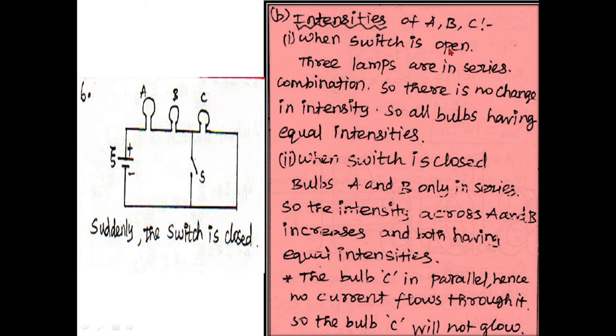When the switch is open, the three lamps are in series combination, so there is no change in intensity. All bulbs have equal intensities. The second case is when the switch is closed: bulbs A and B are only in series, so the intensity across A and B increases and both have equal intensities. But bulb C is in parallel connection, hence no current flows through it, so bulb C will not glow.